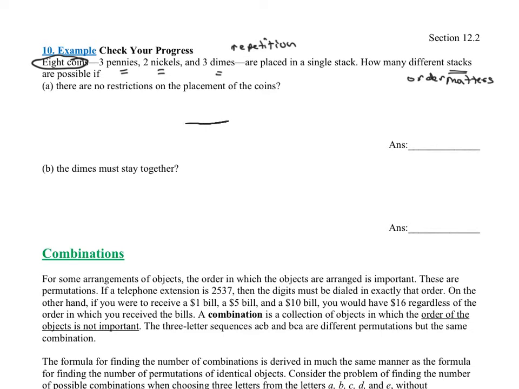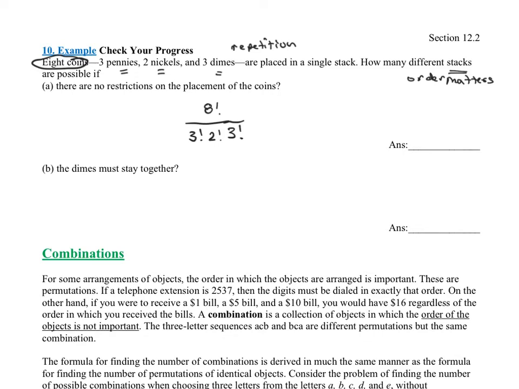Our total on top, we had 8 coins, so that would have been 8 factorial on top. We consider the number of pennies. There were 3 pennies, so there's a 3 factorial on bottom. There was 2 nickels, so there has to be a 2 factorial on bottom. And 3 dimes, so there's a 3 factorial on bottom. A little hint is these 3 numbers on bottom, the 3, the 2, the 3, should always add up to be the same number on top. So 3 plus 2 plus 3 is 8, which is the same as what's on top.